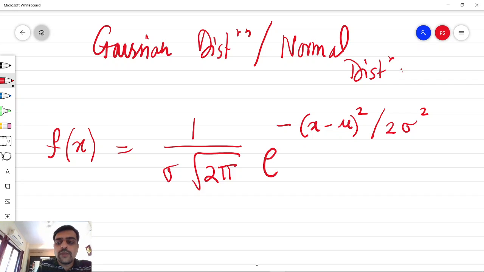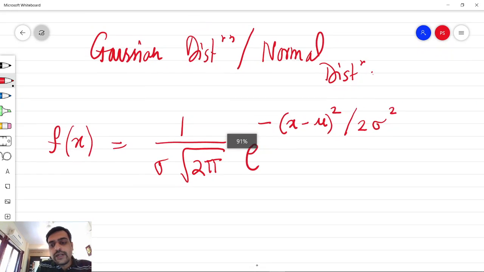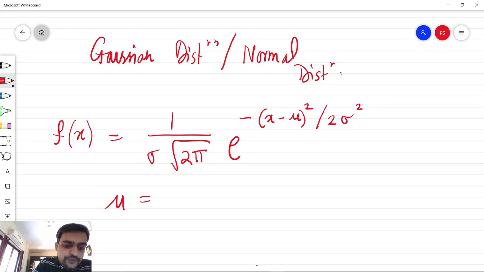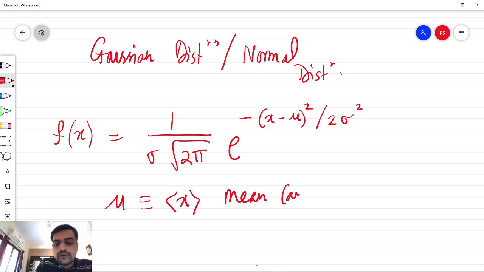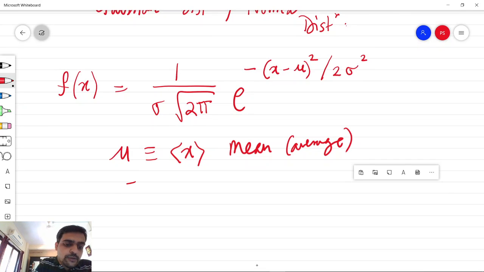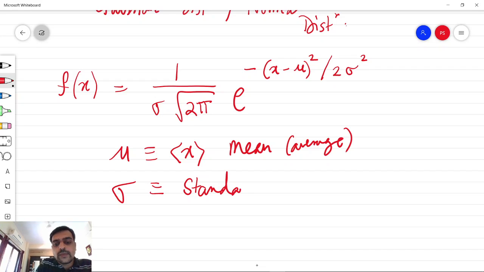So mu and sigma are constants. We have already defined what mu and sigma are in the previous lectures. Mu is nothing but the mean or average value of x, of course the arithmetic mean, and sigma is the standard deviation, which measures the spread of f(x), the amount of spread of f(x) from the mean value mu.